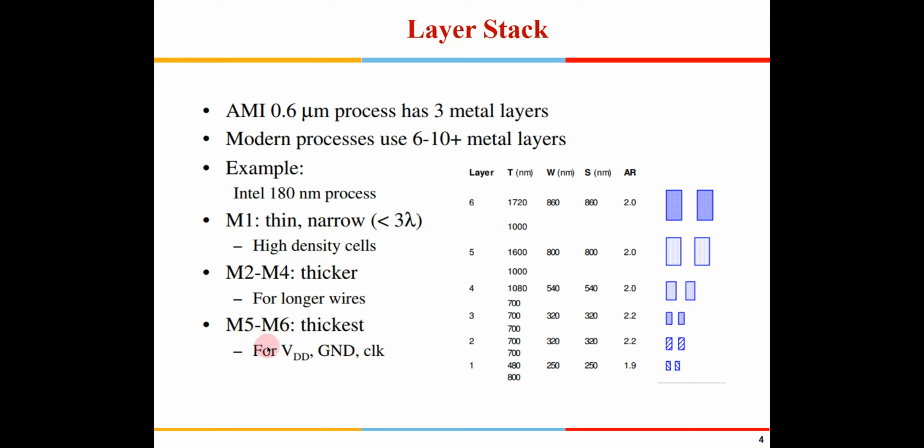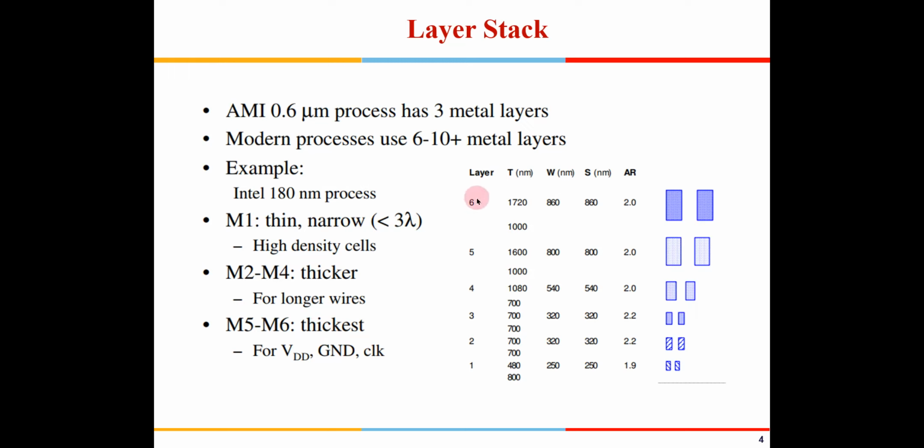Obviously, we expect large currents to flow in the VDD rail, ground rail, and the clock. Clock also drives a lot of circuits, so you can expect the currents in the wires carrying the clock to be higher. That is why you use thick wires, which is generally M5 and M6.